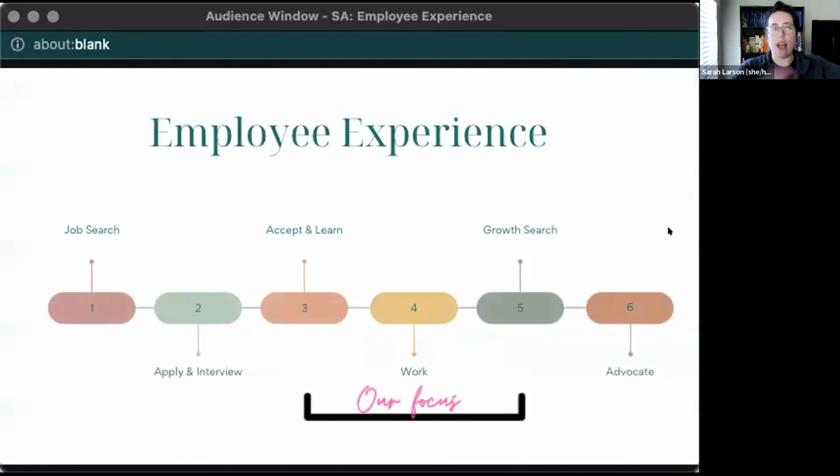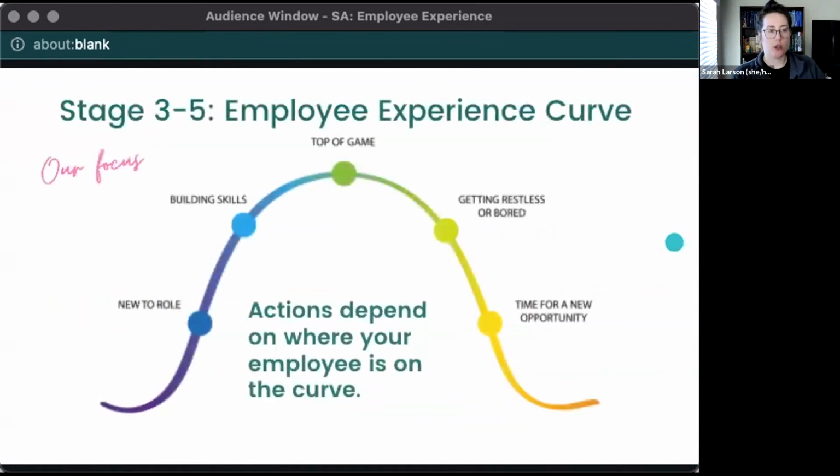Okay, so we're coming back to the employee experience journey, back to our focus of where we were, because now we're going to ask you to target those tactics that you came up with in respectively where our focus is. So once the employee starts on the job and when they're about ready to exit the job. So that looks like this beautiful employee experience curve.